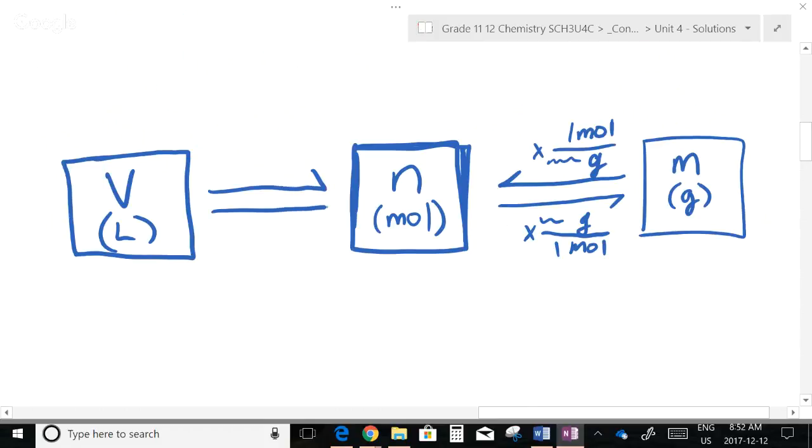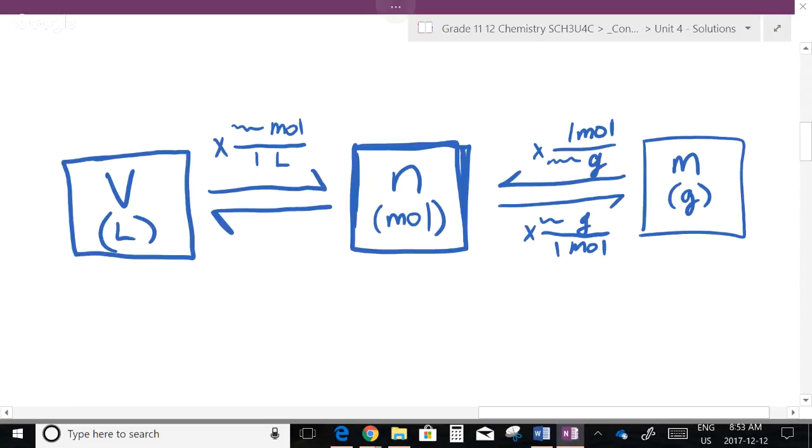And here, too, remember that if we know the volume of something we have, we can figure out how many moles if we know its concentration, right? So if I want to go from liters to moles, I would multiply by a fraction. On the bottom, I would put liters, and on the top, I would put moles. And where does that actual number come from? That's going to be the concentration, right?